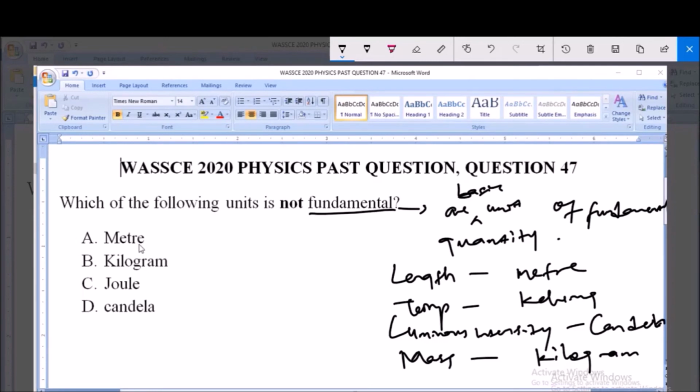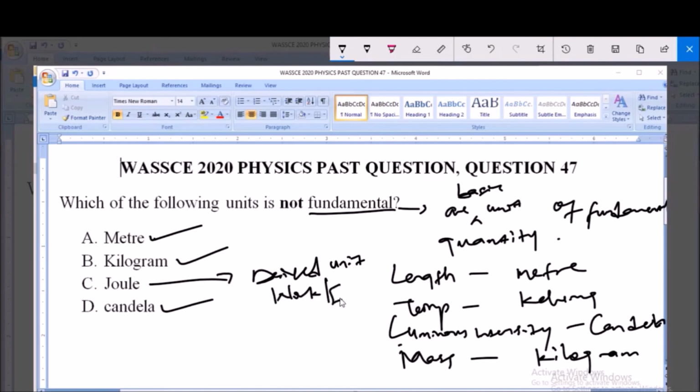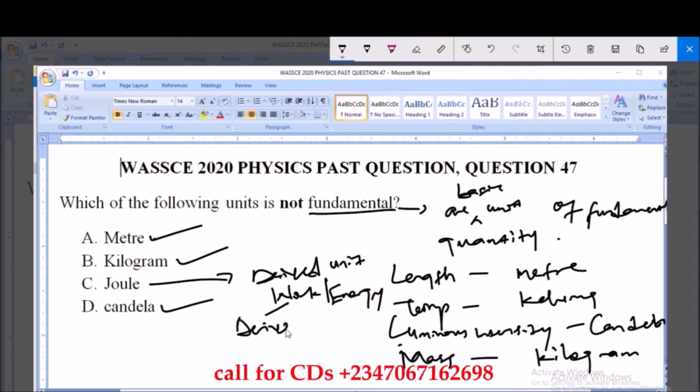Now from this you see that option A, meter, is a fundamental unit, the unit of length. Likewise, B, kilogram, is a fundamental unit, the unit of mass. And D, candela, is a fundamental unit, the unit of luminous intensity. Now option C, joule, is a derived unit. And this derived unit is a unit of work or energy. Like we know, work and energy are derived quantities.